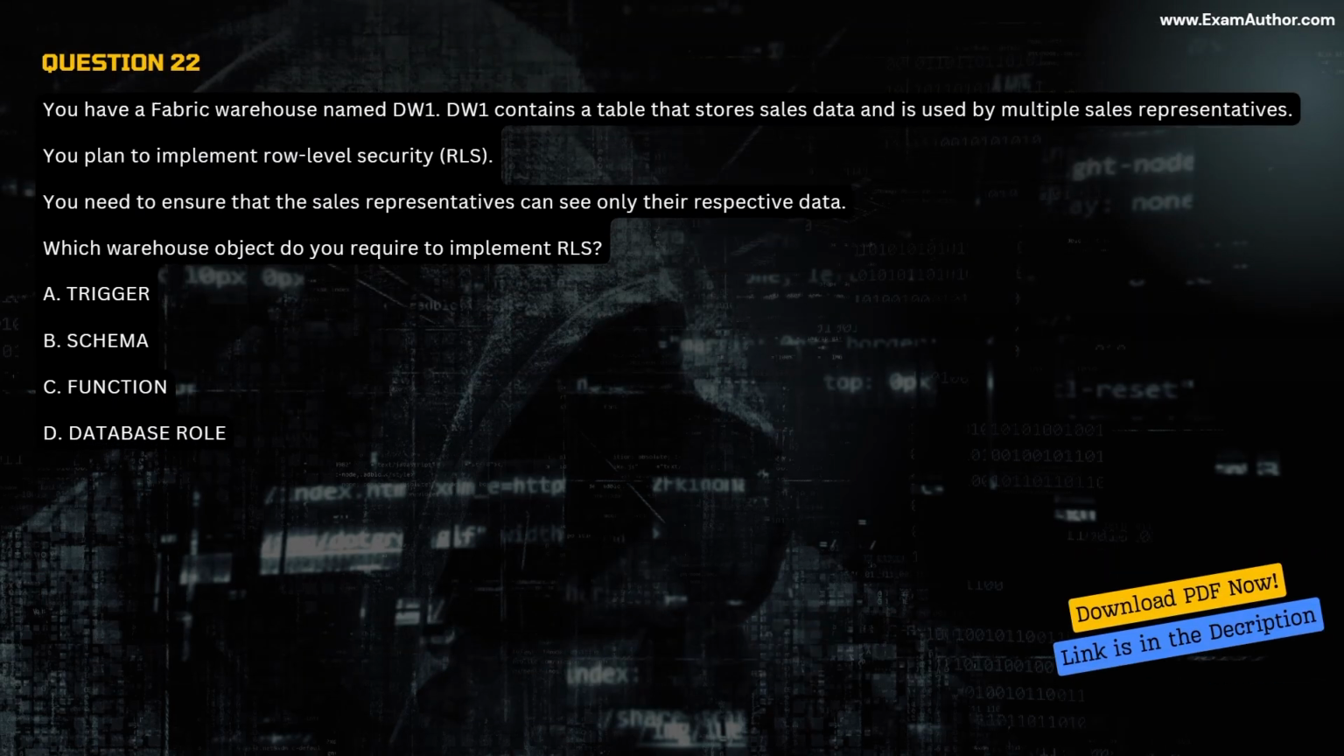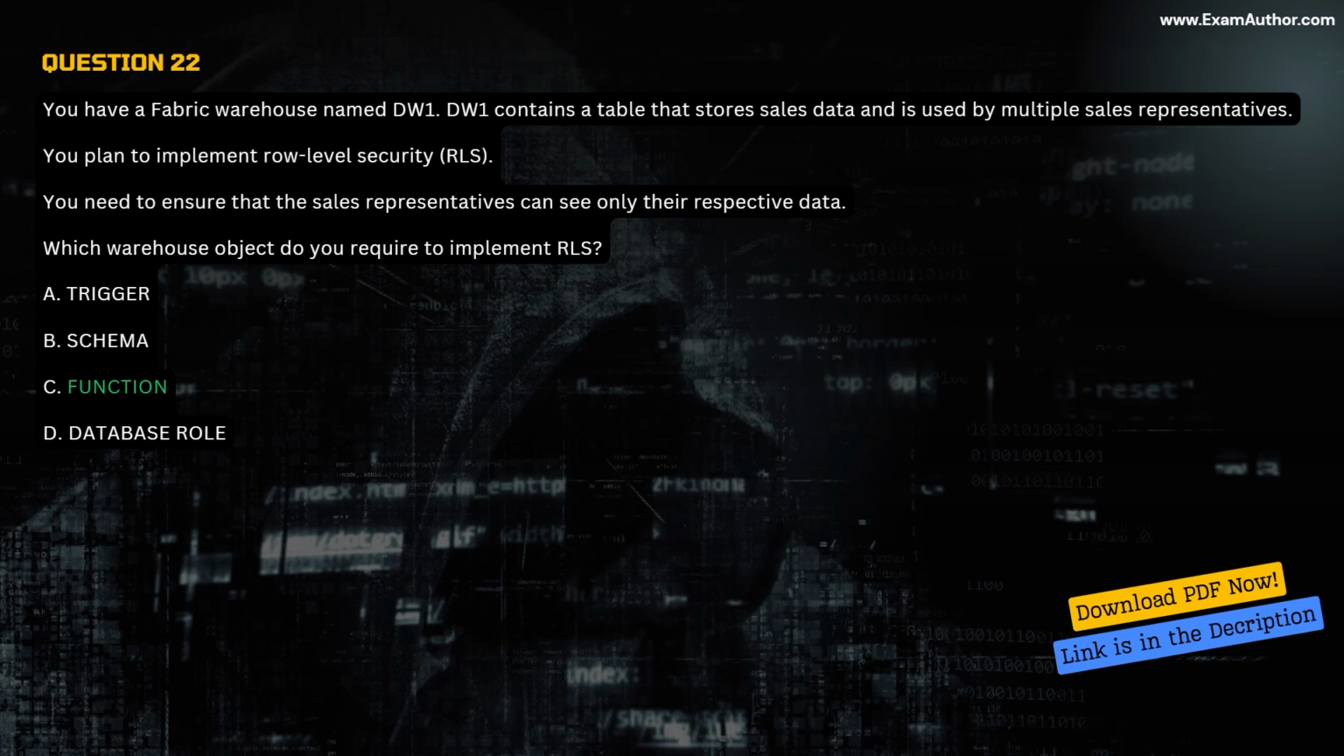Question 22. You have a Fabric warehouse named DW1. DW1 contains a table that stores sales data and is used by multiple sales representatives. You plan to implement row-level security, RLS. You need to ensure that the sales representatives can see only their respective data. Which warehouse object do you require to implement RLS? A. Trigger. B. Schema. C. Function. D. Database role. Correct answer C.